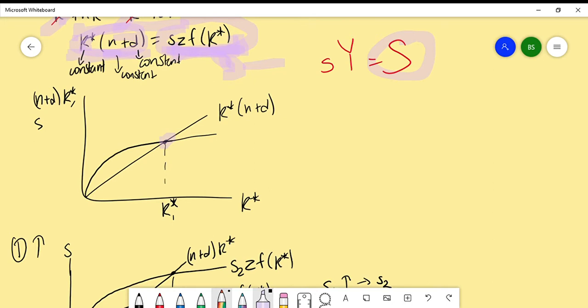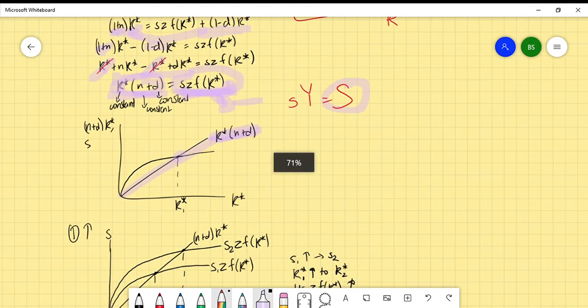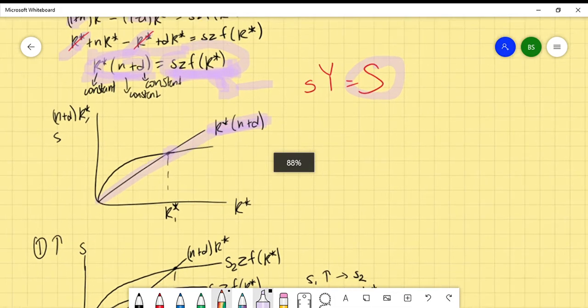Yeah, I'll calm down in a few minutes. So this is what the graphs would look like. K star n plus d is a straight line because it's all, wait, did I already do this before? I think I did, whatever. Oh, wait, I didn't. I don't think I did. I don't know what I did before. Anyway, I'll just go over it again.